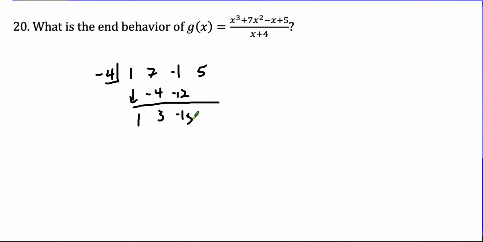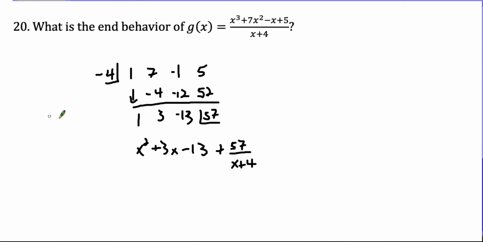add, multiply, and add. So this tells me, since I started with a third degree equation, my result then is a second degree equation. These would be the coefficients on 1x squared plus 3x minus 13, and then the way that I would write my remainder would be plus 57 over whatever I was dividing by, over x plus 4.